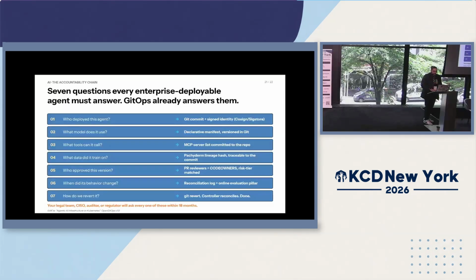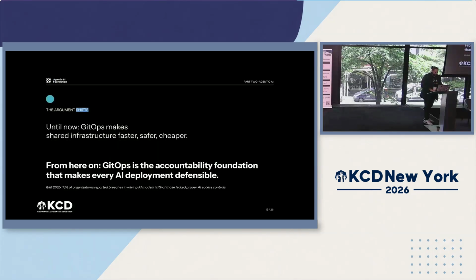And how do we revert? Obviously Git revert, right? So right now, Git essentially made infrastructure faster, safer, cheaper. I'm arguing that GitOps is necessary nowadays. It's no longer a nice to have or an experiment. I think it's table stakes, and especially in the age of AI agents, it's absolutely necessary to have repeatable, traceable patterns.